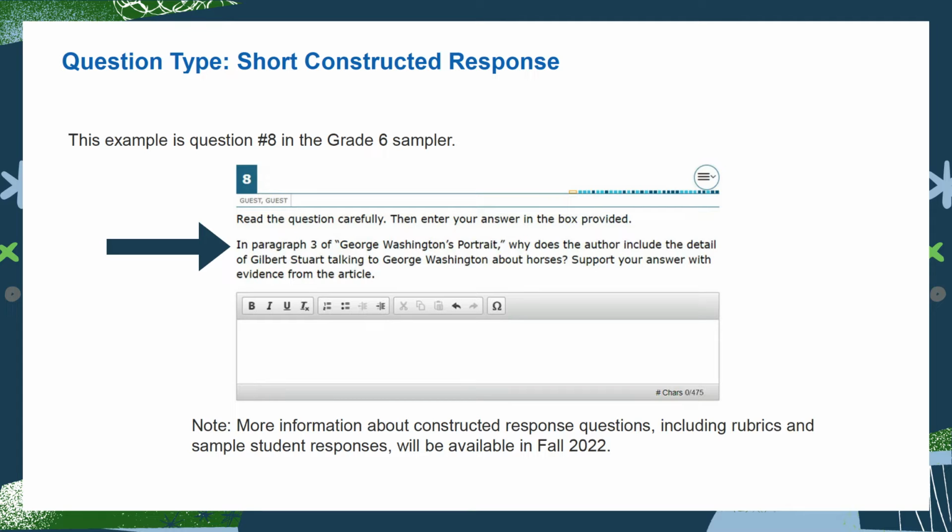It's driving students back to a particular place in the text, paragraph 3. Students will be required to answer the question and then support what they say with evidence from the article. As of right now, the short constructed responses are going to have a character limit of 475. Again, though, that has not been finalized, so it is possible that it might change. In addition, we are told as of right now that the rubric for the short constructed response will not include grammar and mechanics. The student's response will be scored based on the quality of their answer and provision of text evidence.